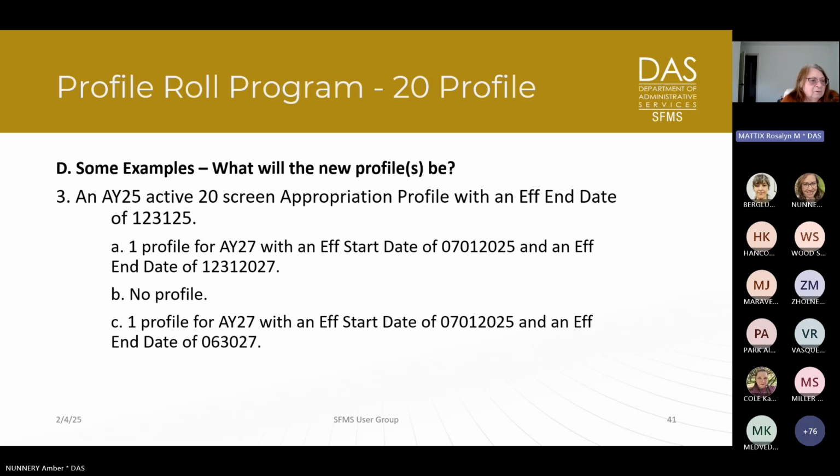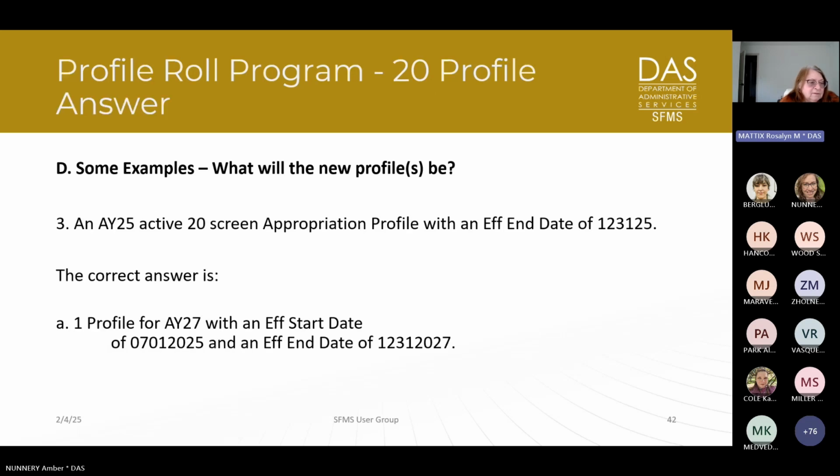So here is one more example, an AY25 active 20 screen profile with an effective end date of 12/31/2025. Will it have one profile for AY27, an effective start date of 7/1/2025, and an end date of 12/31/2027? No profile? Or one profile for AY27 with an effective start date of 7/1/2025 and effective end date of 6/30/27? Next slide, please.